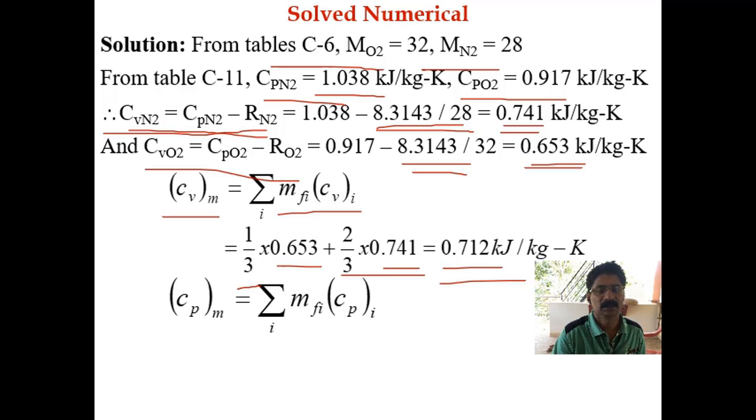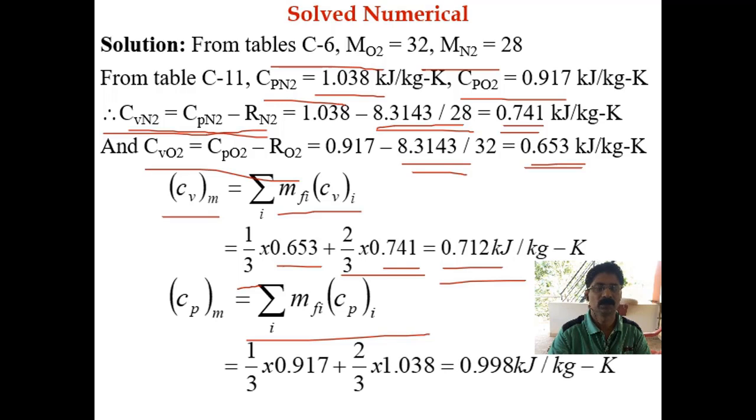Now similarly specific heat at constant pressure for the mixture is also given by the summation of the product of mass fraction into the specific heat of the individual constituent gases. So you will get 1/3, that is for oxygen, into specific heat of oxygen 0.917. Similarly for nitrogen 2/3 into 1.038. These two values are taken from the table. After substitution you will get it as 0.998 kilojoules per kg per Kelvin.